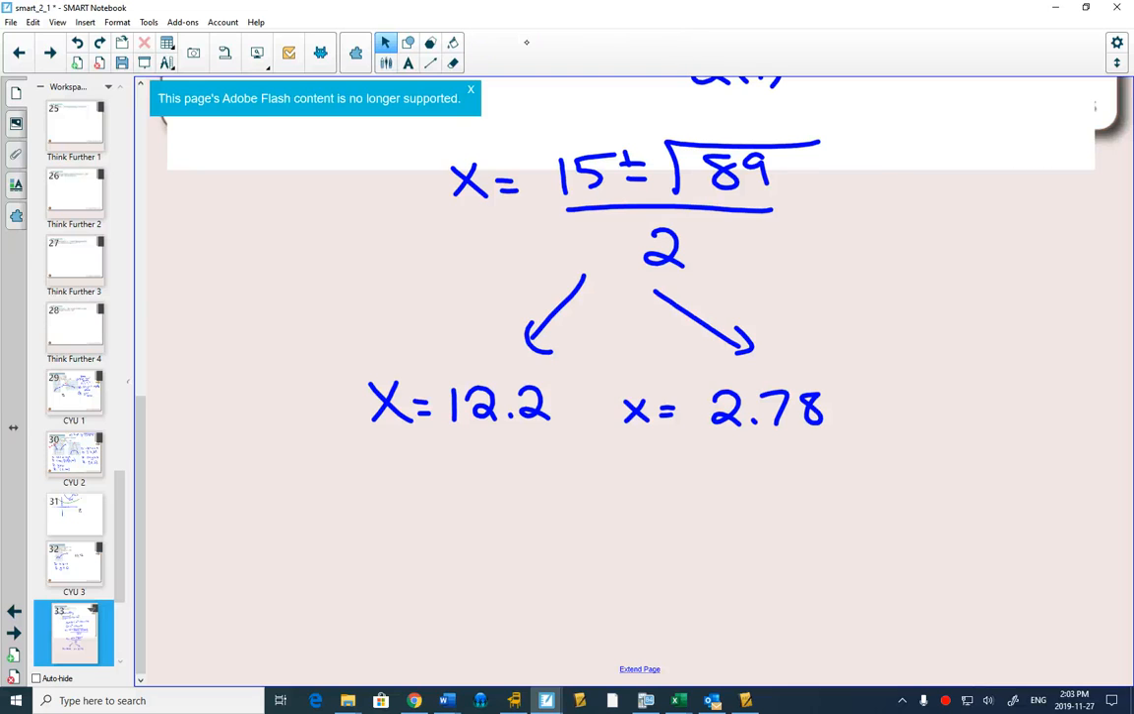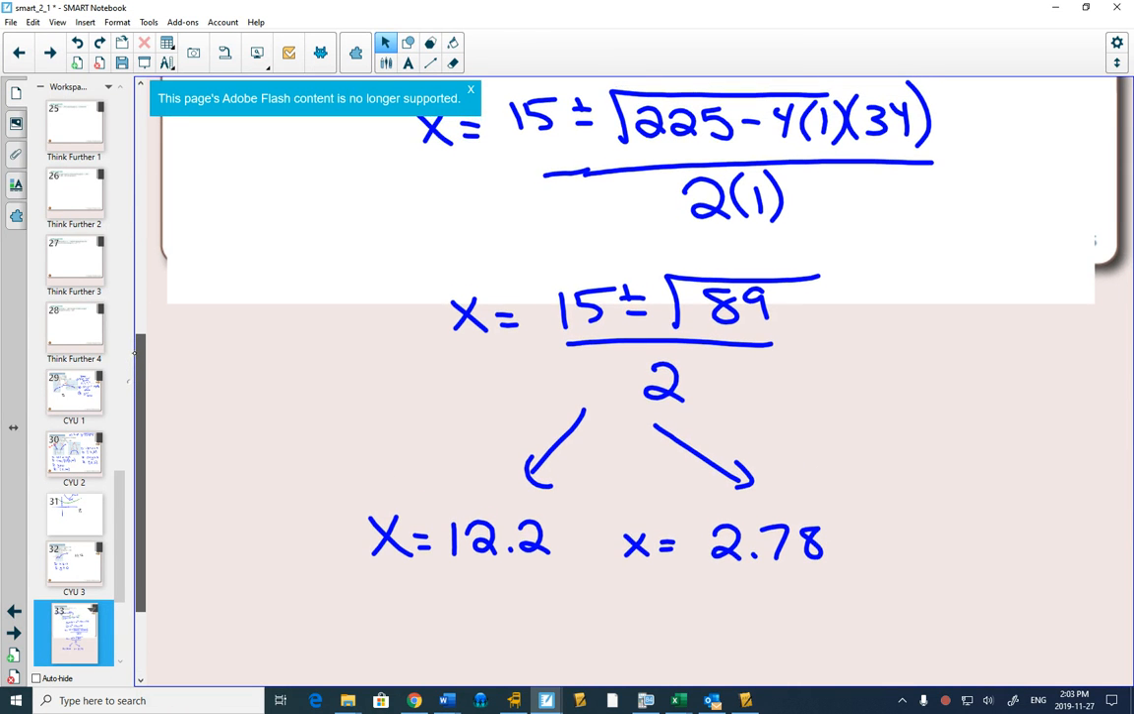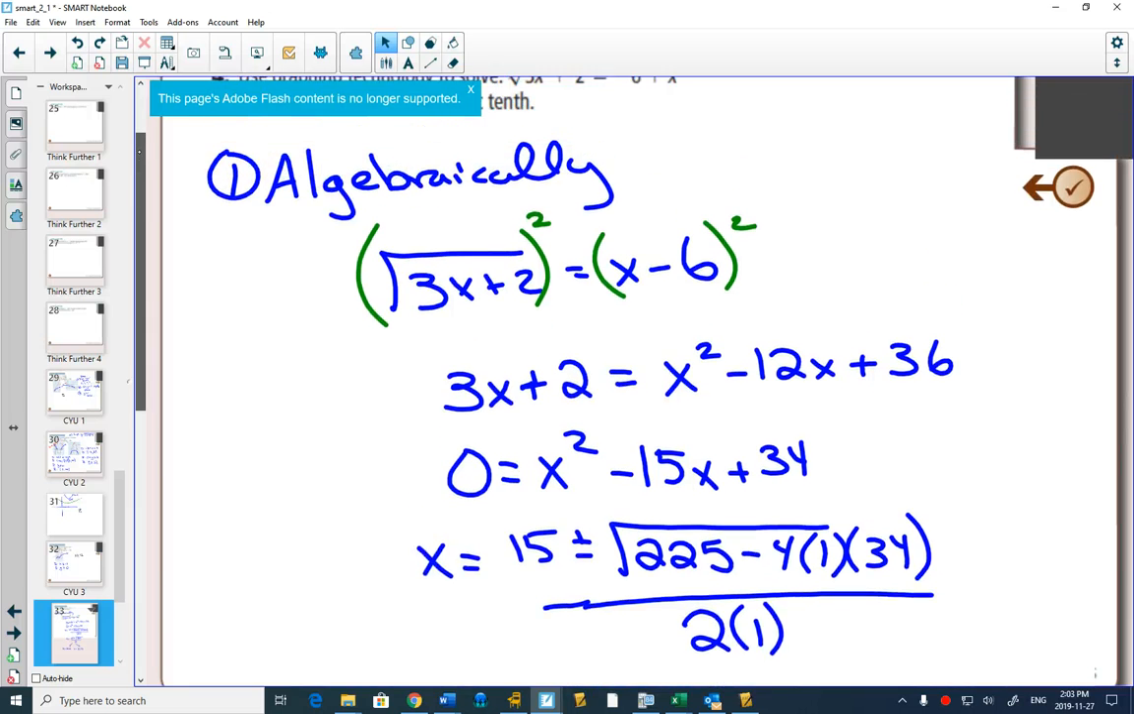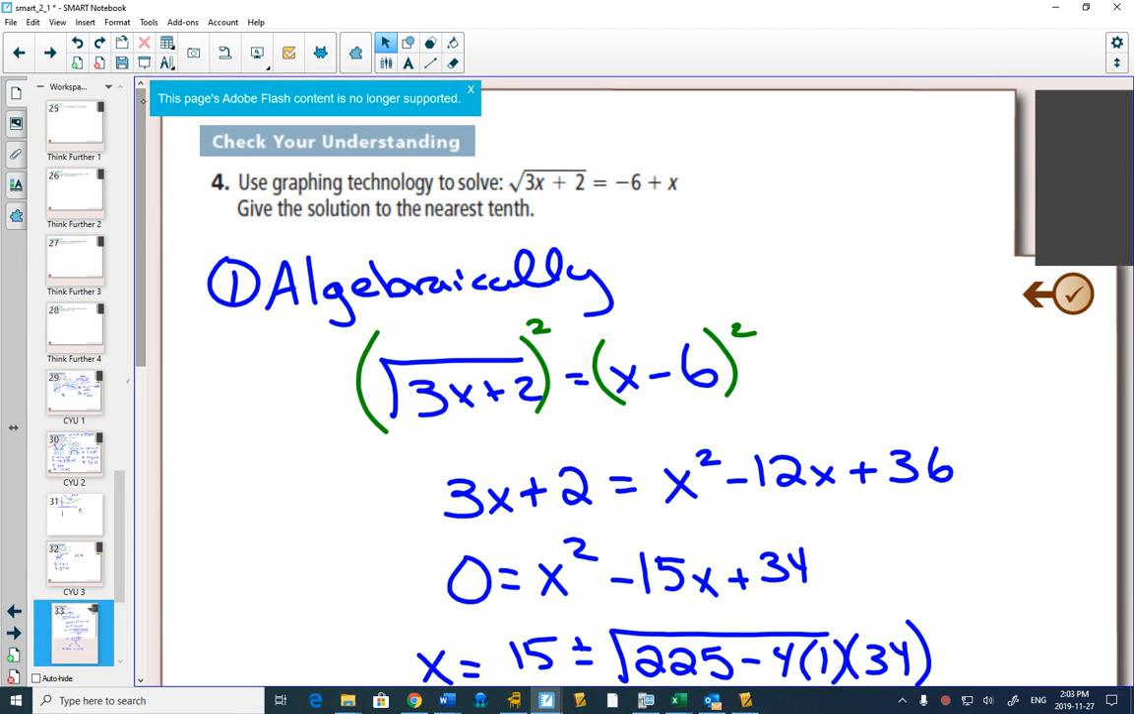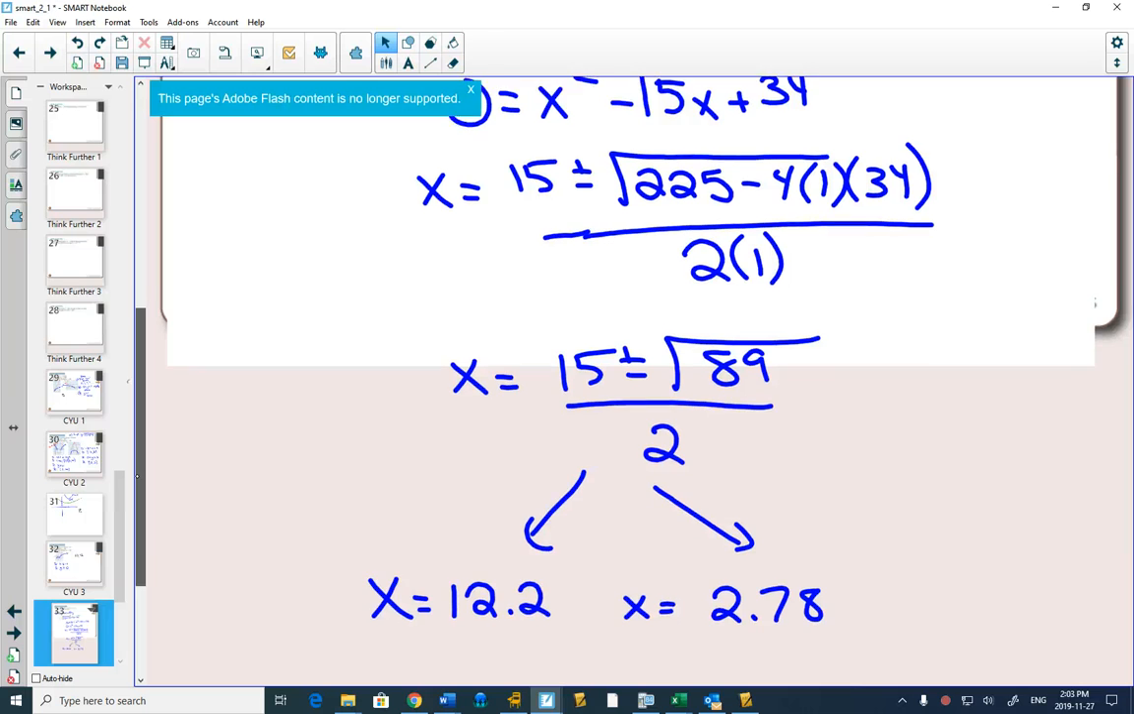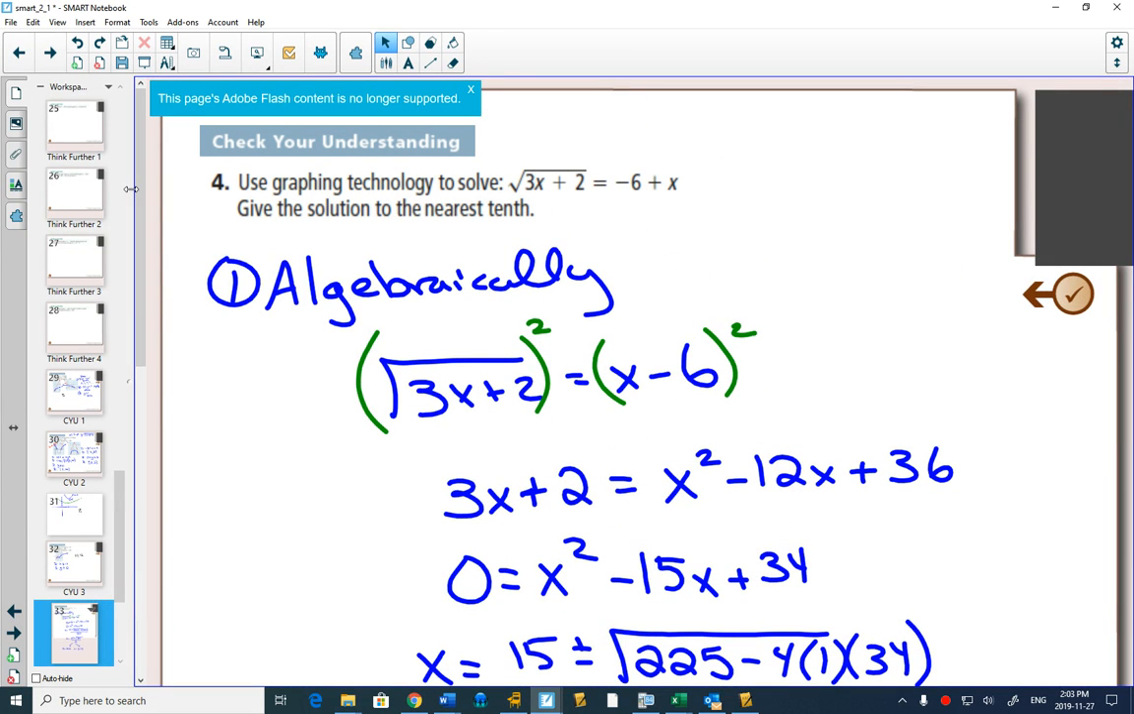The last thing with a square root equation is you have to check if they actually work. So you would have to plug it back into the original equation and see what you get. In this case, plugging in one of them, just a rough estimate. If I plug in 12.2, if I estimate that at 12, 3 times 12 is 36 plus 2. I'm going to get the square root of 38. Negative 6 plus 12 is going to give me 6. Is the square root of 38 about 6? It's pretty close, right? Because square root of 36 is 6. That one works.